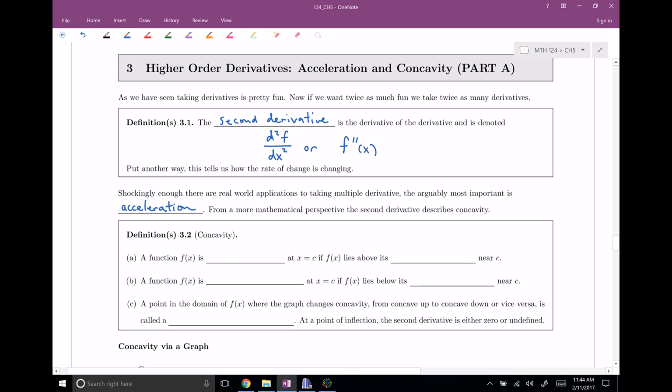So first of all, a function is considered concave up at a point x equals c if f of x lies above its tangent line near c. Likewise, f of x is called concave down at x equals c if it lies below its tangent line near c. So those are the two types of concavity, concave up and concave down.